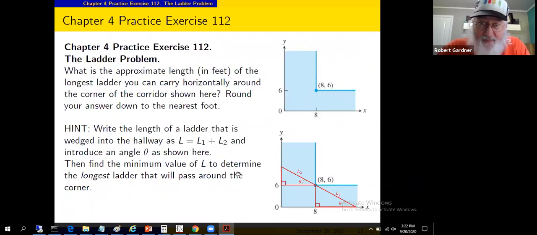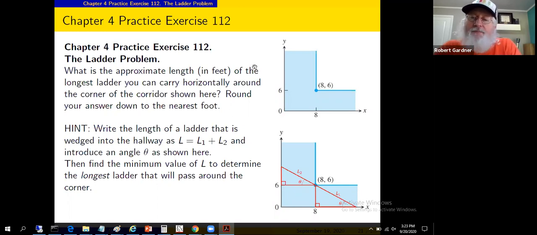All right, this one's going to take a second. Standard Calculus 1 problem. It's even got a name, the ladder problem. So here's a story. What's the approximate length in feet of the longest ladder you can carry horizontally around the corner of the corridor given in the picture on the right? Round your answer to the nearest foot. Well, we'll do it exactly, and then we'll have to pull up a calculator to numerically approximate, and then we'll do the rounding. But we'll do this exactly as we should.